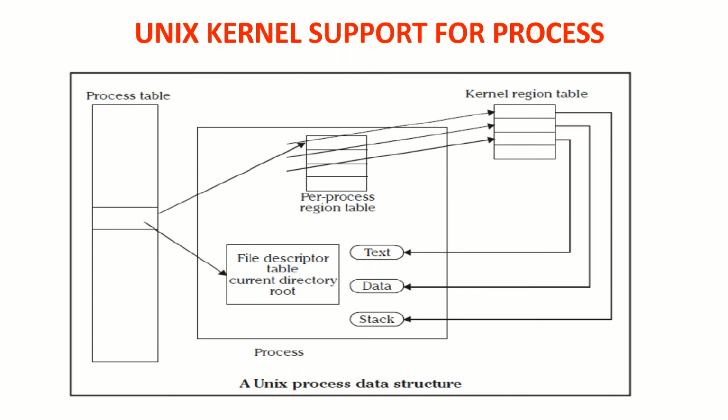The U area of a process is an extension of the process table entry and contains other process specific data such as the file descriptor table, current root and working directory, inode numbers, and the system imposed process limits.